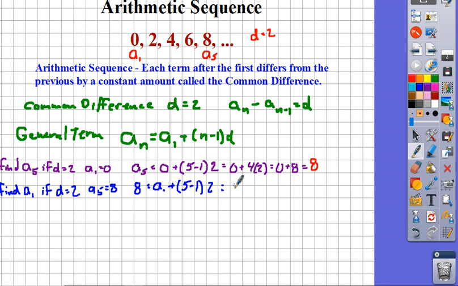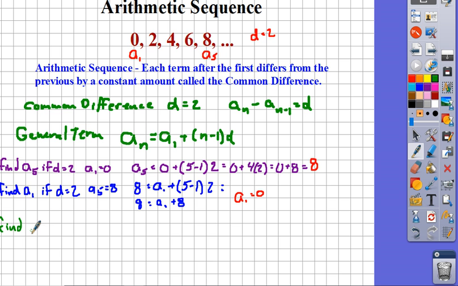So we simplify this, and we get, let's see, 5 minus 1 is 4, 4 times 2 is 8, so we'd end up with 8 equals a sub 1 plus 8. Subtract the 8 from both sides, and we find a sub 1 equals 0. So look at that. Notice we're doing the same problem in different ways. A sub 1 is 0.